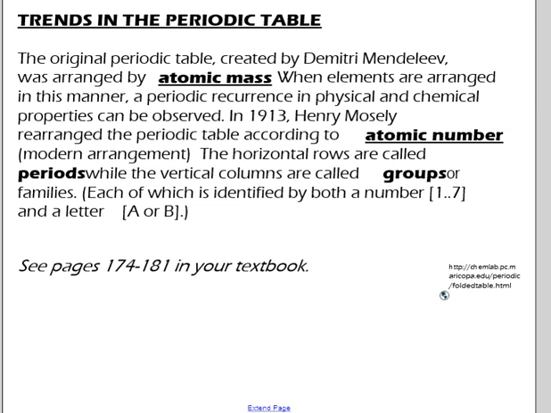So in 1913, Henry Moseley made a slight adjustment and found that we actually get better groupings of properties if we arrange them by atomic number rather than by atomic mass, and that made a couple of small changes to the periodic table as we know it. But for the most part, it is the same.